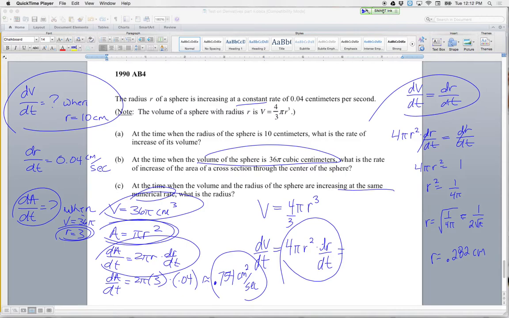Now I had some people get 0.88. That's because they didn't type it in the calculator correctly. If you type in your calculator the square root of 1 over 4 pi, you better have the whole thing in a square root, and you better have the 4 pi in parentheses. Otherwise it will think it's multiplying by pi instead of dividing by pi.